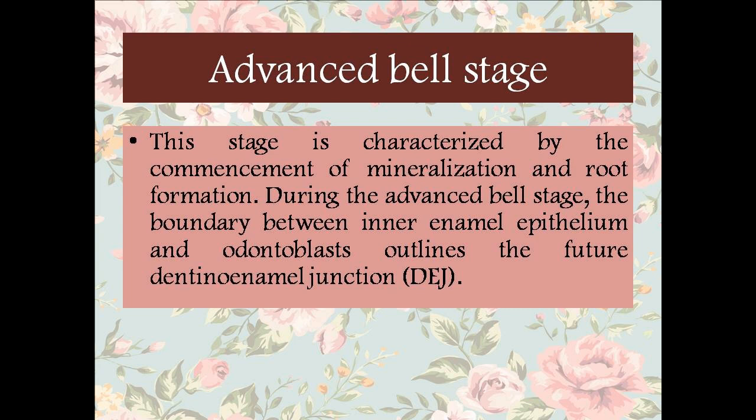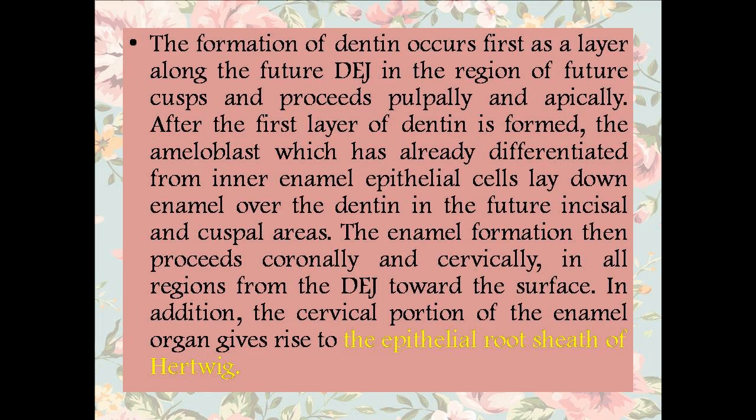Moving on to the advanced Bell stage. This stage is characterized by commencement of mineralization and root formation. During the advanced Bell stage, the boundary between the inner enamel epithelium and the odontoblast outlines a future dentino-enamel junction, that is the DEJ. The formation of dentine occurs first as a layer along the future DEJ in the region of future cusps and proceeds pulpally and apically.